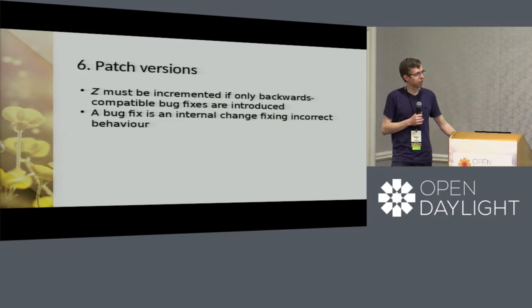And it says here a bug fix is an internal change fixing incorrect behavior. And this is incorrect behavior as defined by the public API. So if there's a bug in your code that means that it doesn't match the documented behavior, that's a bug, and you can fix it with a patch increment, even if it breaks stuff, because people shouldn't have been coding to your implementation, they should have been coding to your documented public API. So that would be a big change for OpenDaylight as it stands currently, but I think it would be quite good to have.